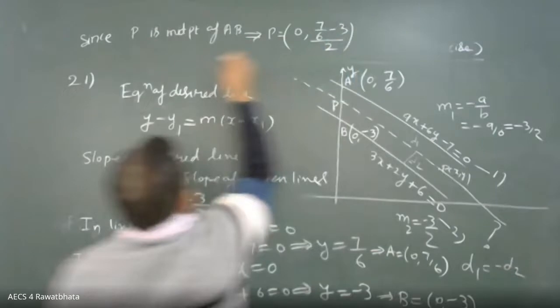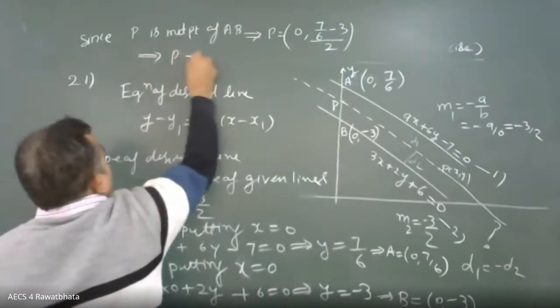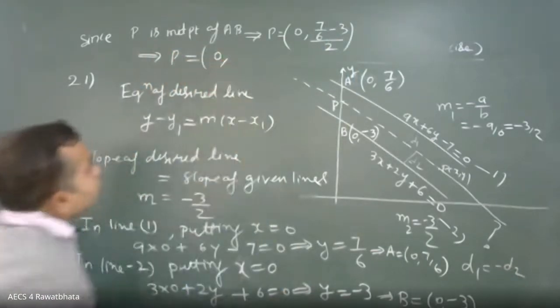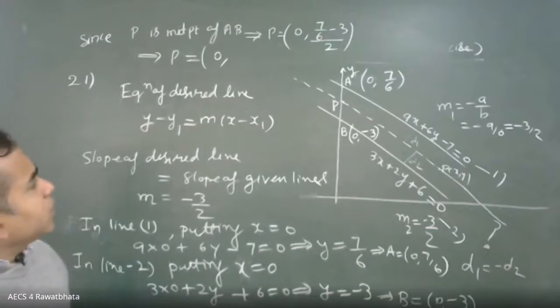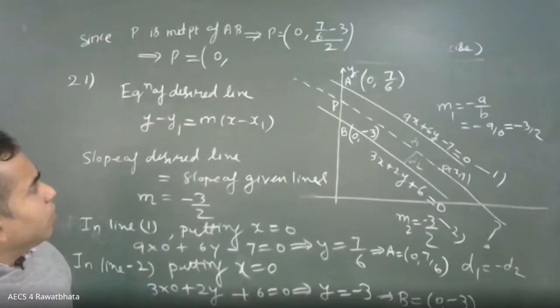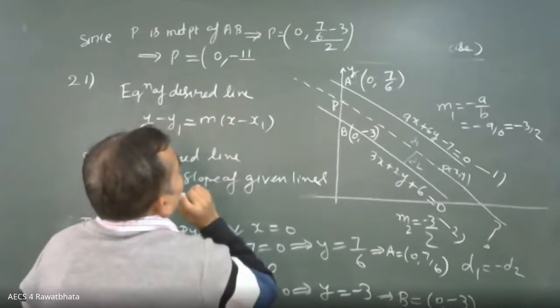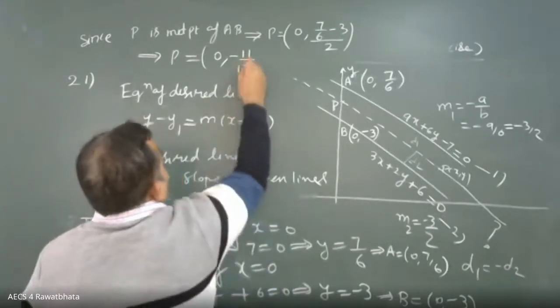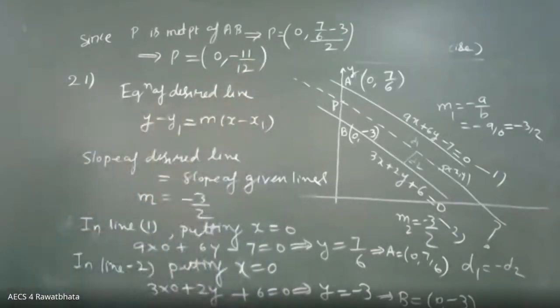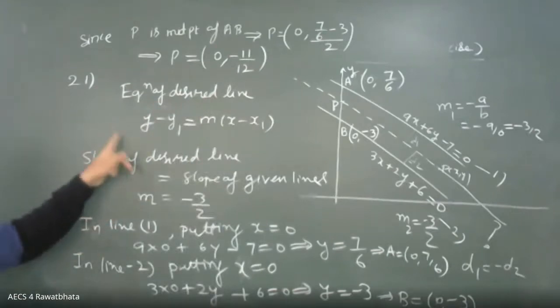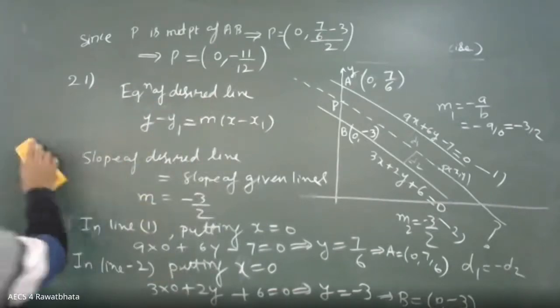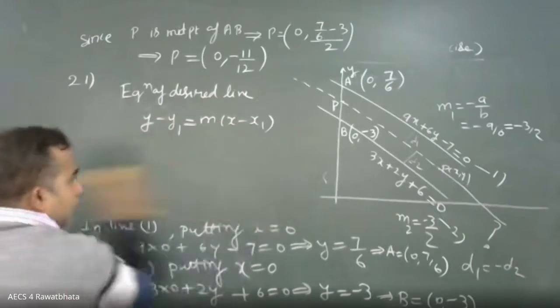This will be how much? So P is equal to 0 comma, students, how much? 7 minus 18, minus 11. Minus 11 by 2? No, not minus 11 by 2. Minus 11 by 12. So point I got, slope I have, use this.